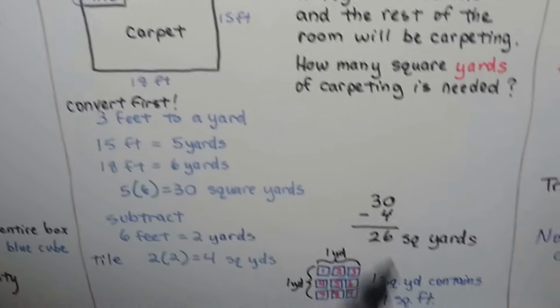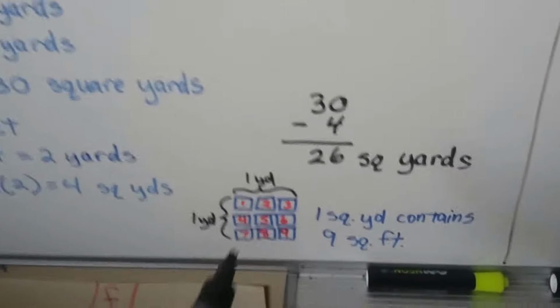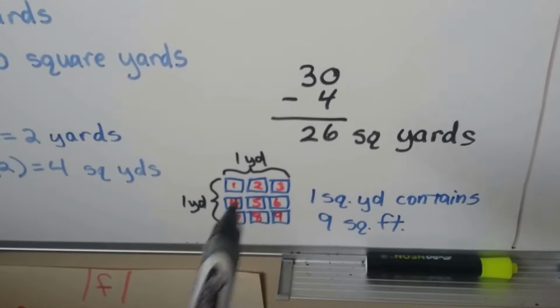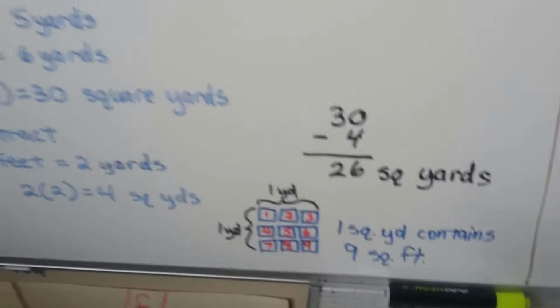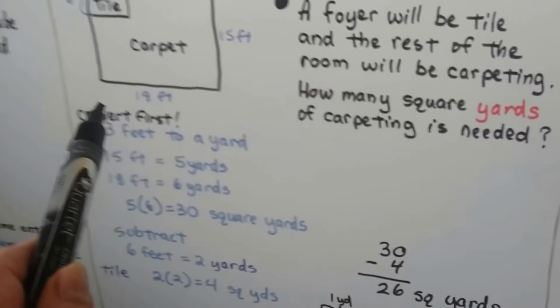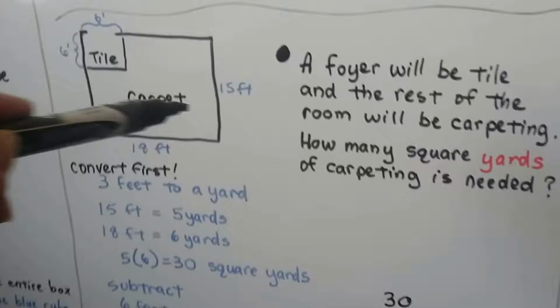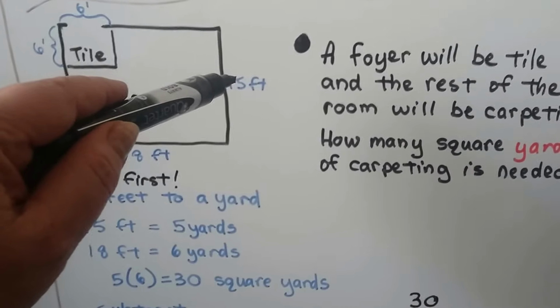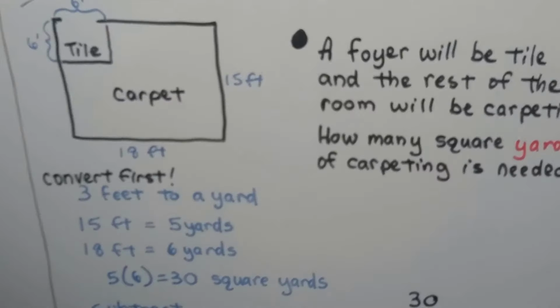So what you have to be careful of is, in a square yard, there's 9 square feet. And people don't think about that, but yeah, there are. So it's a lot easier to convert it first into yards. And even if this was 16 feet, then that would be 5 1/3 yards, wouldn't it? So you could use fractions or decimals, right?